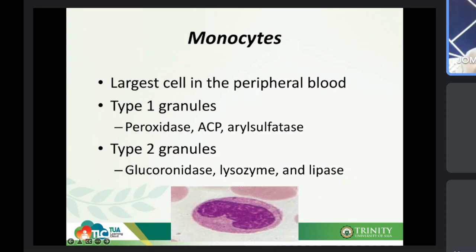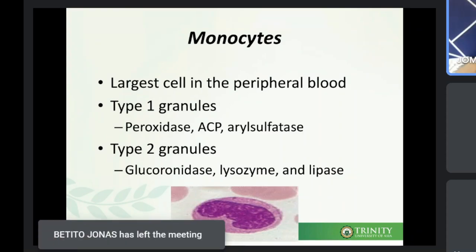Lipase is a unique enzyme found in your monocyte, not in your neutrophil. That's why there are certain bacteria that cannot be killed or arrested by your neutrophil, because they do not have lipase. Examples of these are your mycoplasma and your mycobacterium species. Only your monocyte can arrest them, because it is only the monocyte that has the enzyme capable of digesting the outer membrane of these bacteria.